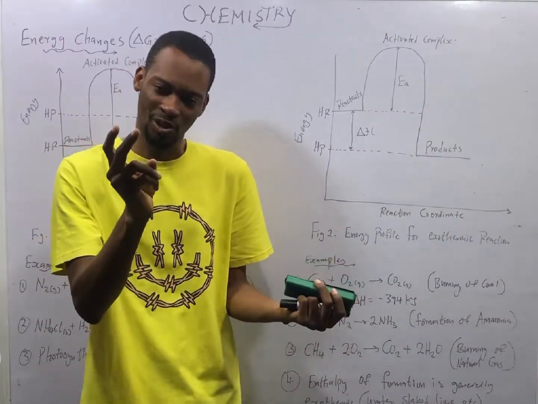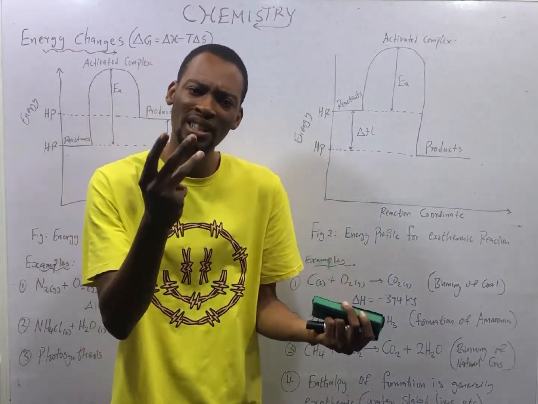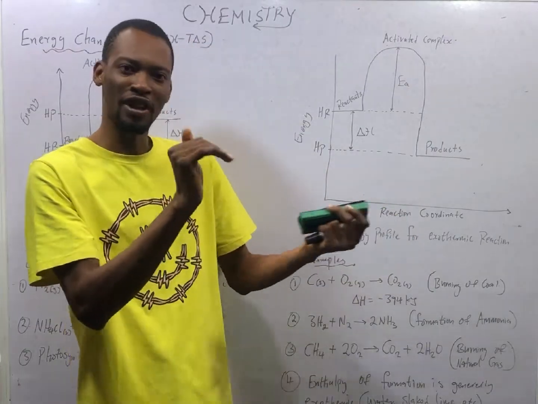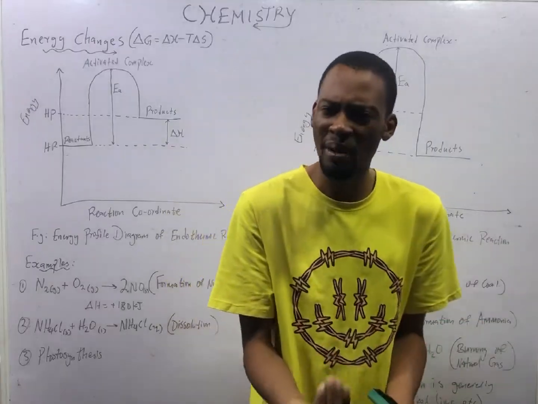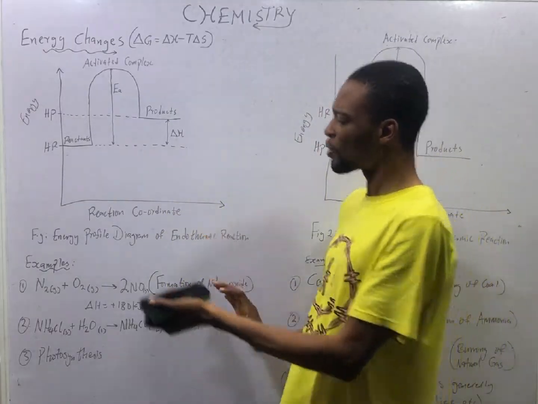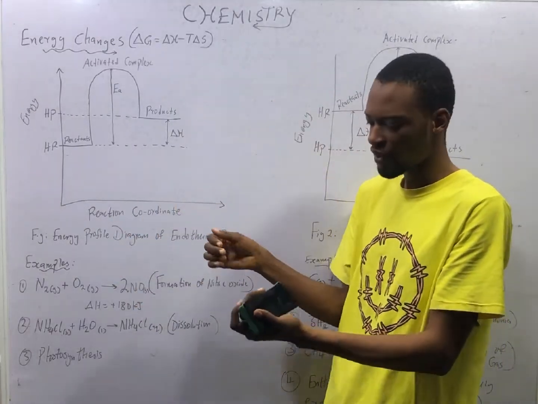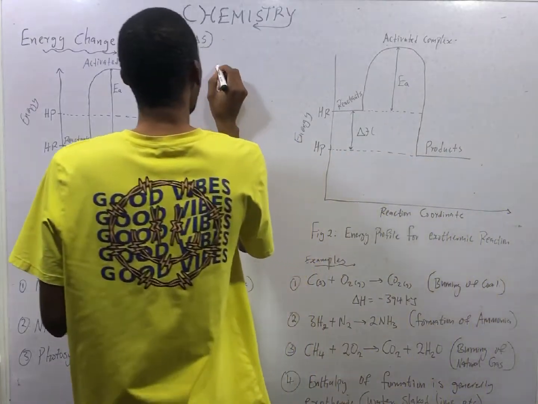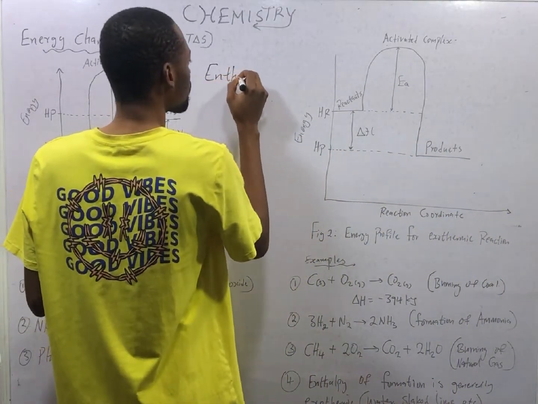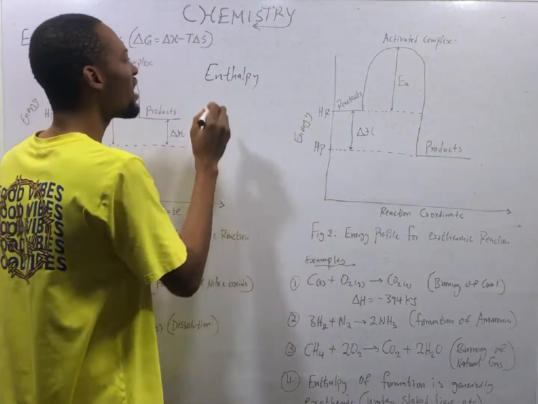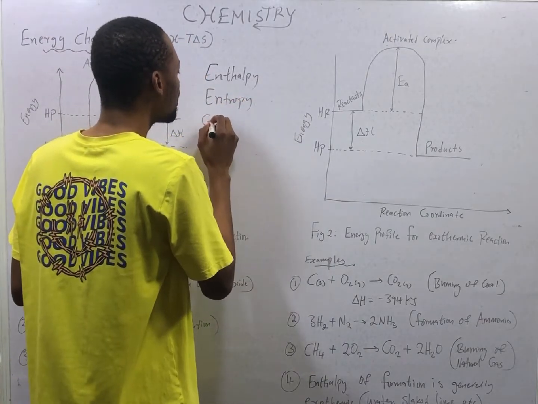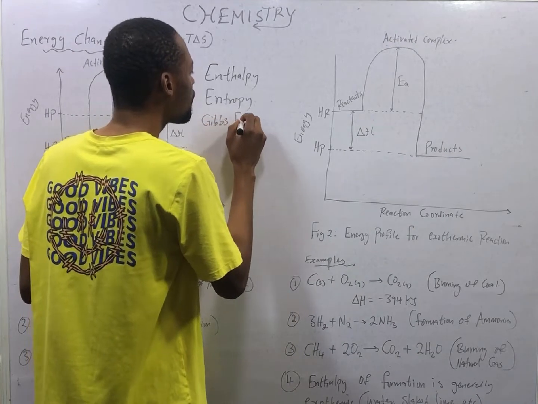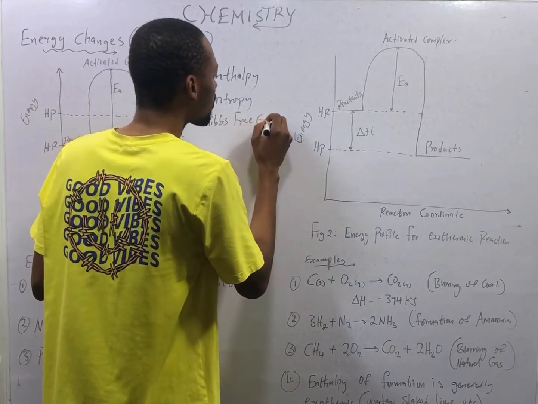There are three factors that determine the spontaneity of chemical reactions. In other words, there are three factors that determine whether a reaction will proceed or not. The factors are enthalpy, entropy, and Gibbs free energy.